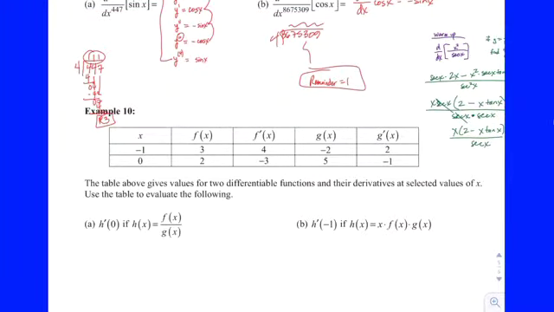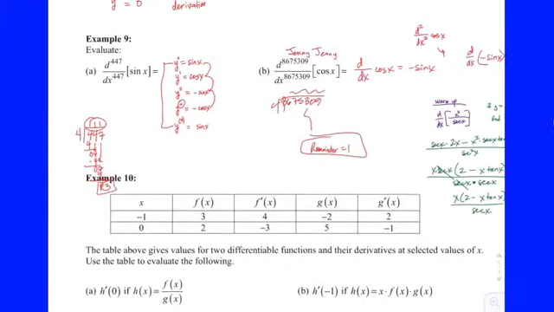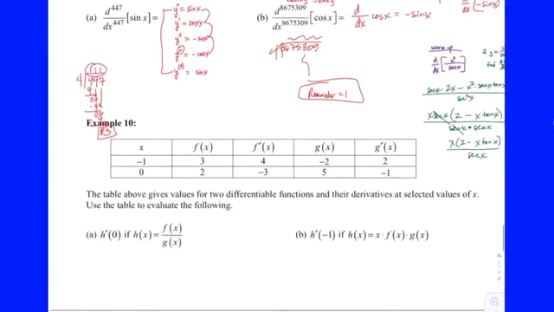All right, so here we are. Now we're working. We're still doing the product rule and the quotient rule, 62.4.